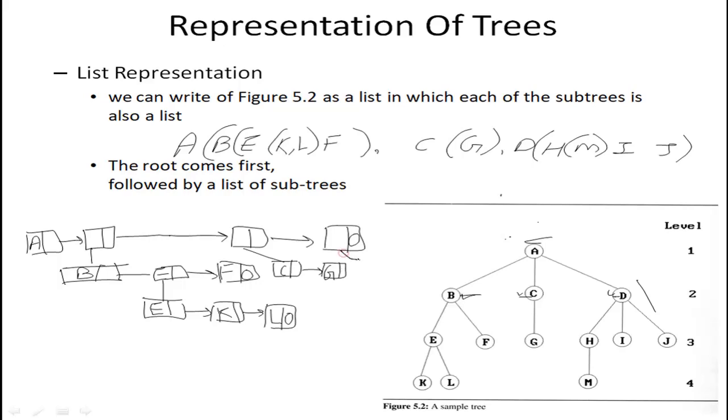Similarly, I will have to do it for the last child, which is D. D has how many children? It has three children, so I will just draw three nodes.